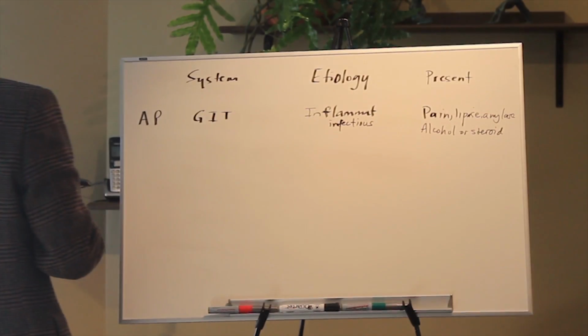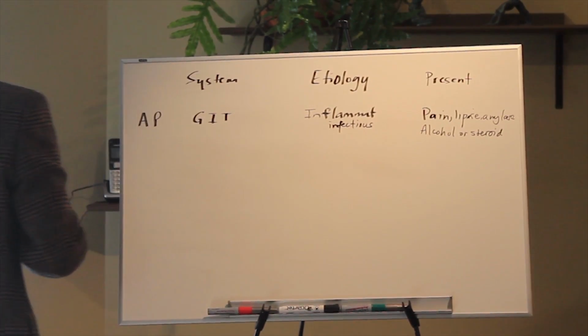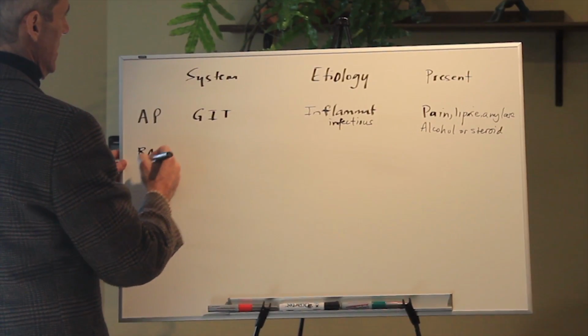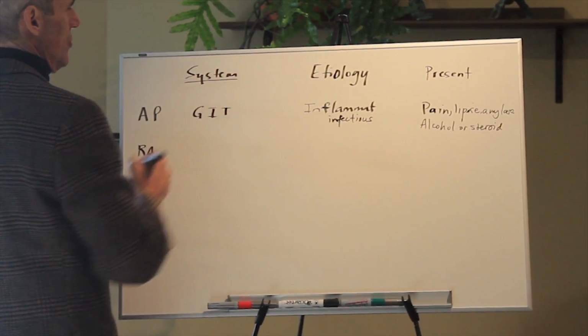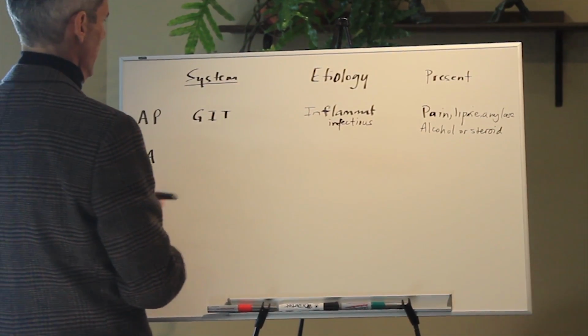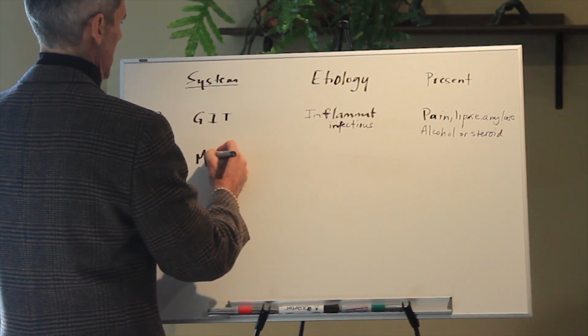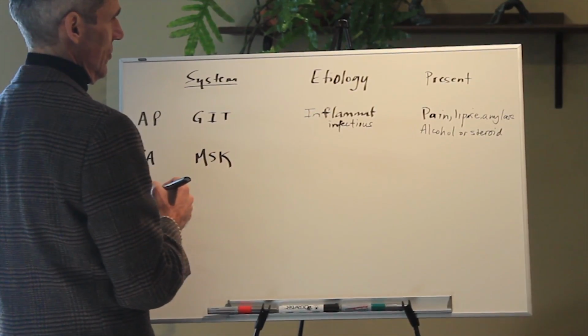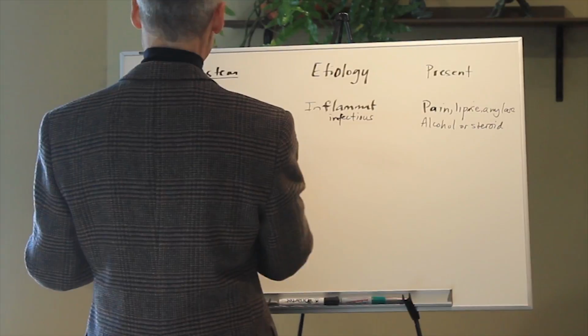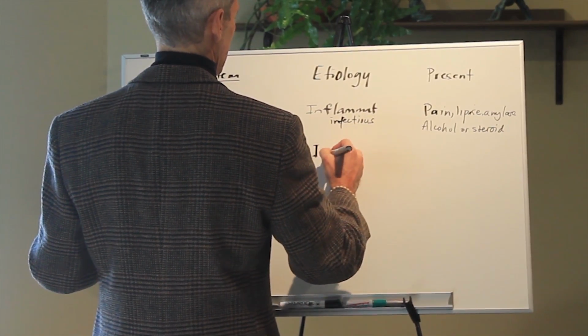Let's take another one. Rheumatoid arthritis, we'll abbreviate this RA. Under the system approach, in your own mind, take a gander at what that would fit under. And I would suspect you all said musculoskeletal system. And again, the etiology is an itis, so it's inflammatory.